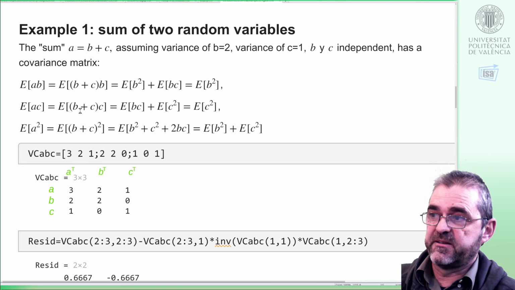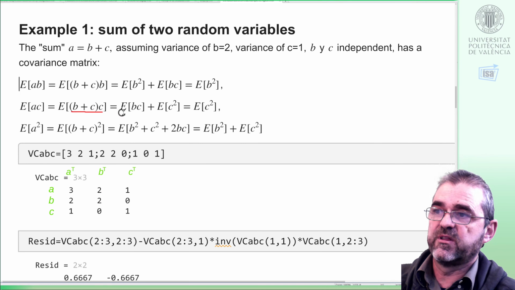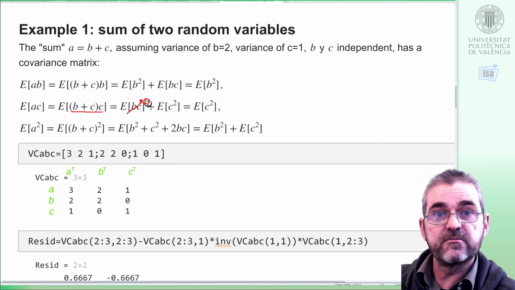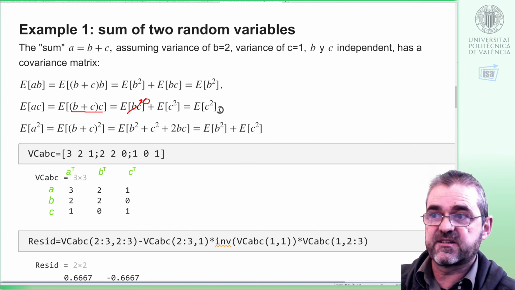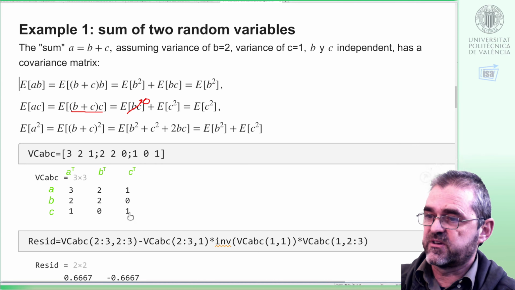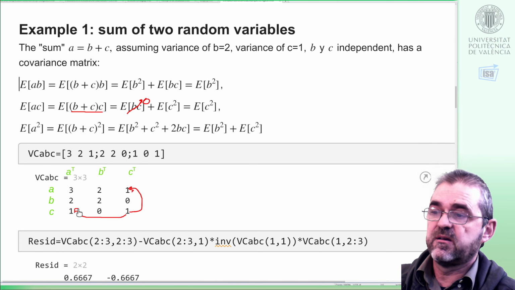Likewise, the covariance between A and C, doing this product will have zero correlation, zero covariance. So only the variance of C will remain. So this one copies here and here.